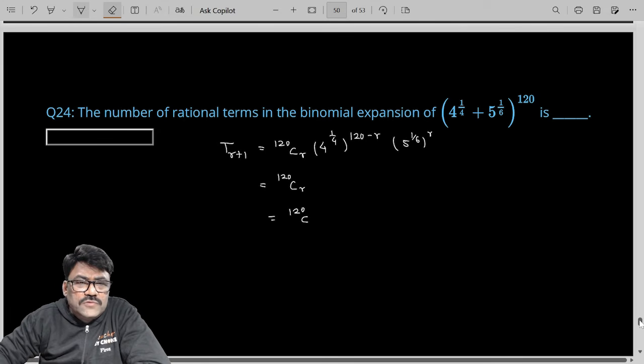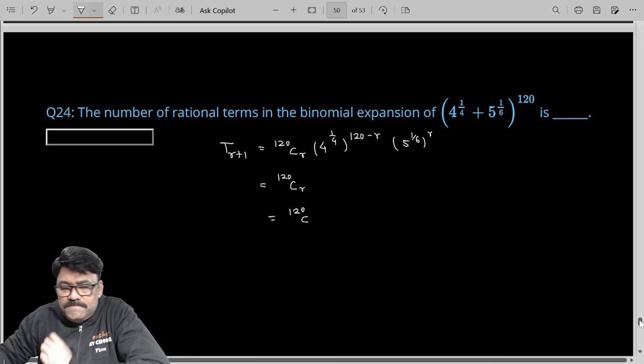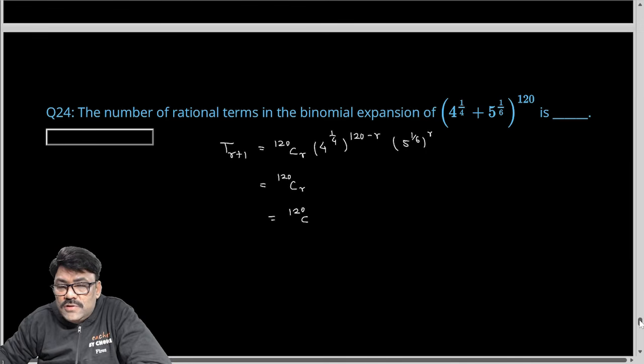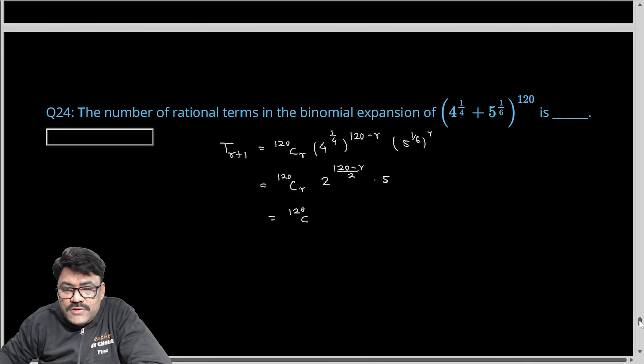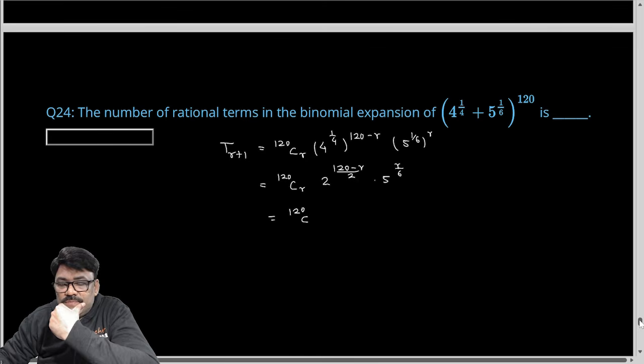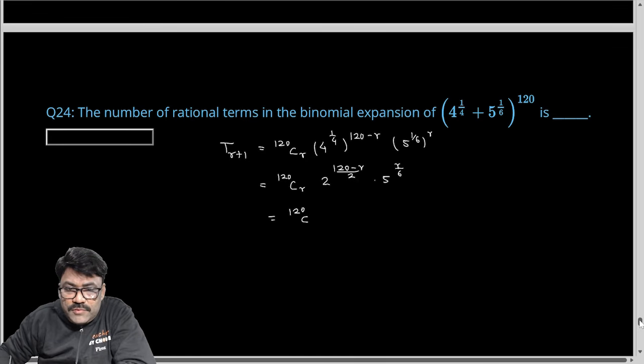Actually, 4 raised to 1 by 4. 4 can be written as 2 square. So basically it is 2 raised to (120 minus r) by 2, and then 5 raised to r by 6. Right? 4 is 2 square. So ultimately it will be 120 C r, 2 raised to (120 minus r) by 2 and 5 raised to r by 6.